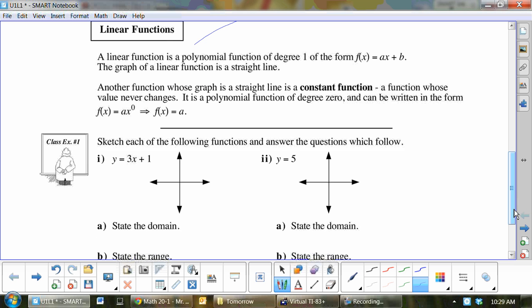Now, here are two examples of linear functions, y equals 3x plus 1 and y equals 5. Now, how do you graph y equals 3x plus 1 on a grid? You don't get to use your calculator. You just get to use the evidence of the thing, you know, the stuff in 3x plus 1. Yep.